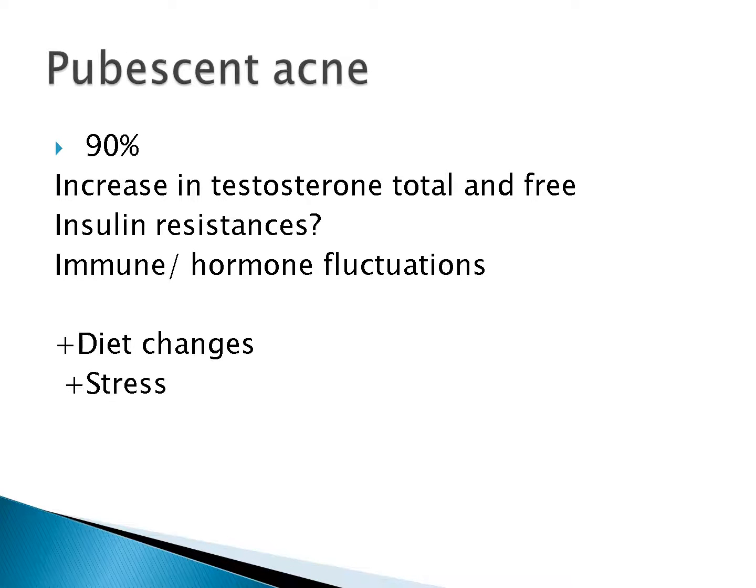So here we go, pubescence and acne. Everyone knows about this one. About 90% of people, if not almost everyone, get acne around this age. Pubescence increases total testosterone and free testosterone, along with potentially, like I've alluded to earlier, a sort of pubescent insulin resistance. And again, there are immune and hormone fluctuations.